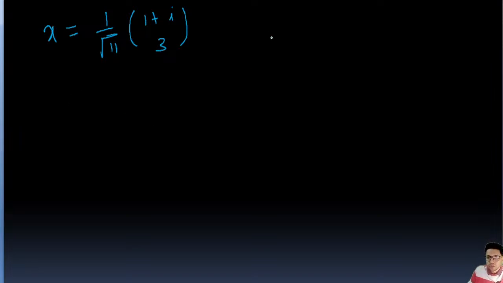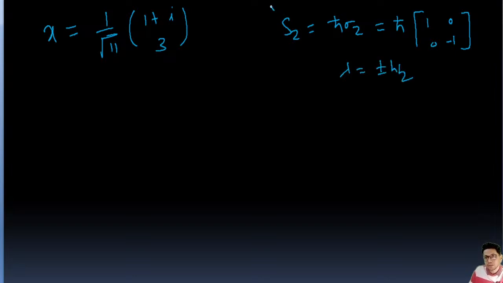Okay, so sz we know, right? Sz equal to h cut sigma z, where sigma z is the matrix (1 0; 0 minus 1). This we know, and from there we get the eigenvalues of sz, that are plus minus h cut by 2. I have solved this question already in my previous lectures. Okay, so this we know.